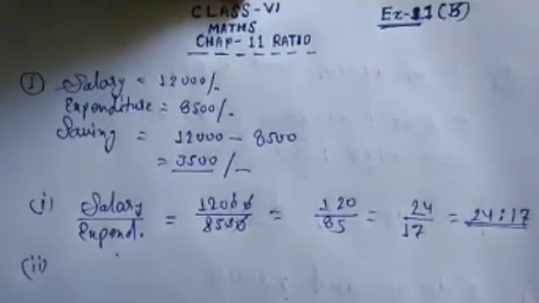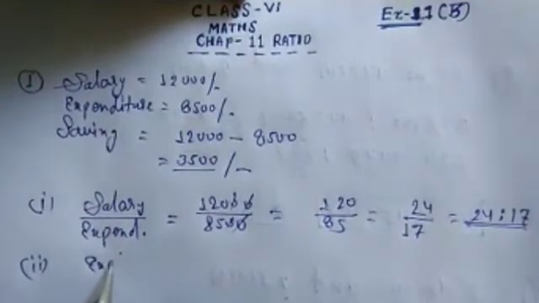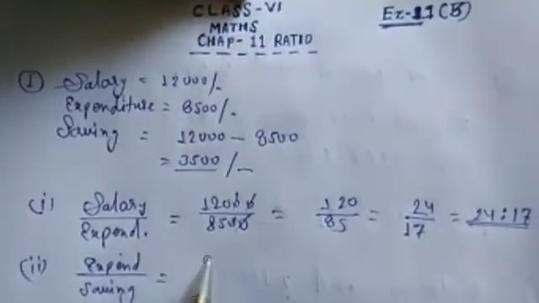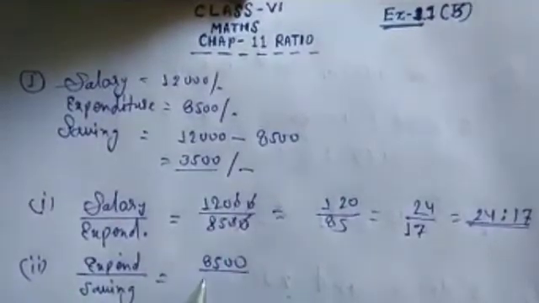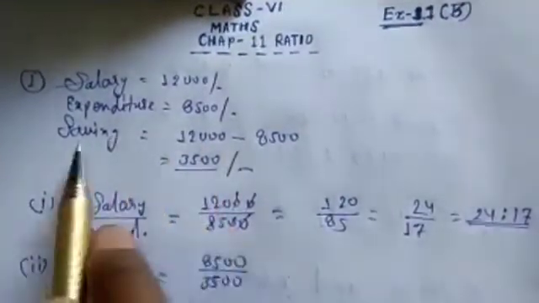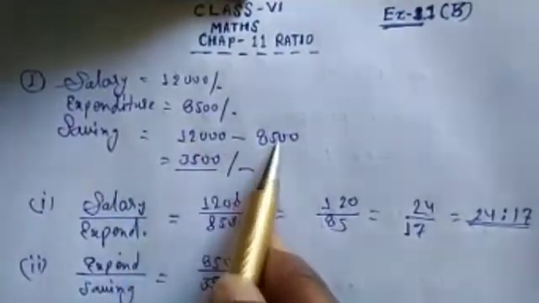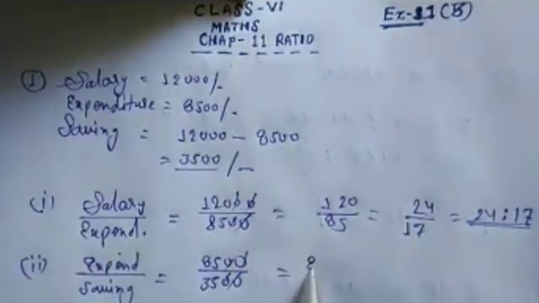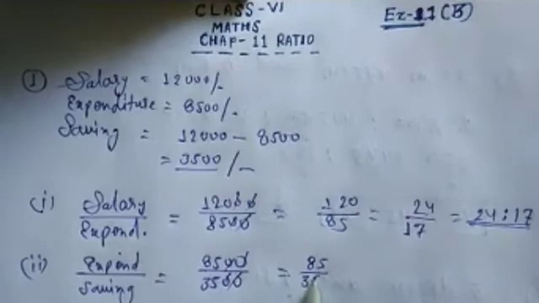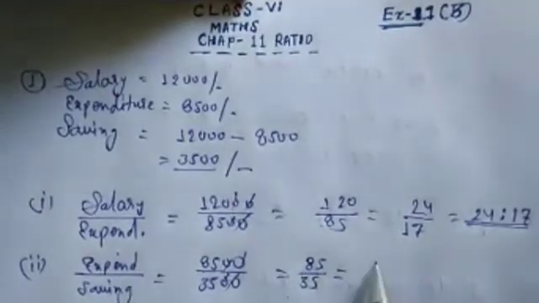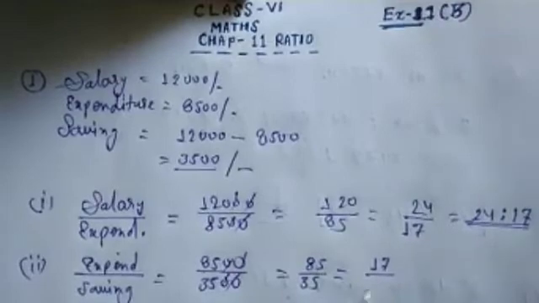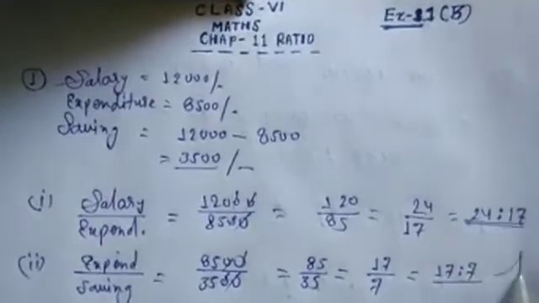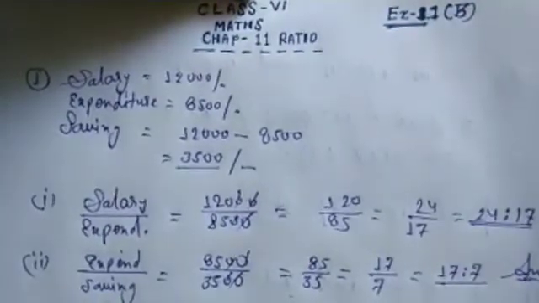Second point, expenditure to saving. What is expenditure? 8,500. Saving 3,500. What is saving? Saving means how much amount he earns, subtract his expenditure, then saving will be there. The zeros will be cancelled there. 85 upon 35, cancel by 5. 5 17s are 85 and 5 7s are 35, means 17:7. This is the ratio between expenditure to saving.